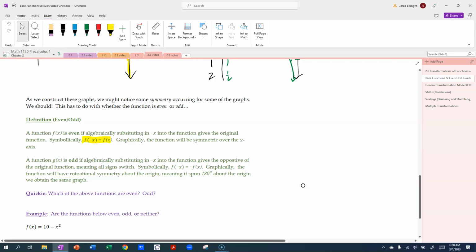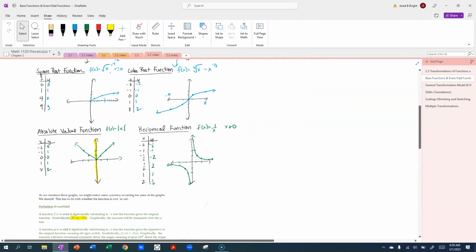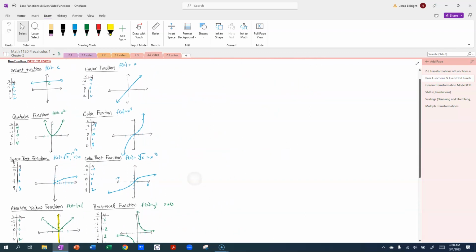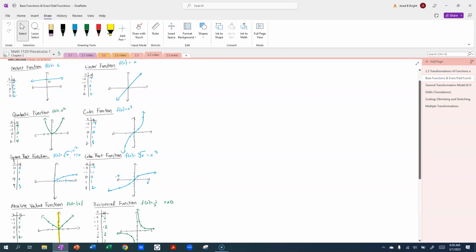Okay, odd functions, we go through that same procedure, substitute in a negative x, and then the opposite of the function comes out, meaning all the signs switch. Okay, and graphically what we see is we get origin symmetry. We put our pencil at the origin, spin the graph 180 degrees, and we get the same image. Okay, so then the question I have is, which of these functions is even and which of them are odd? See if you can pause the video and determine that.